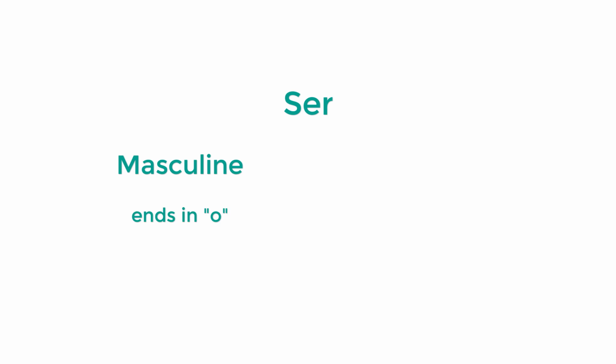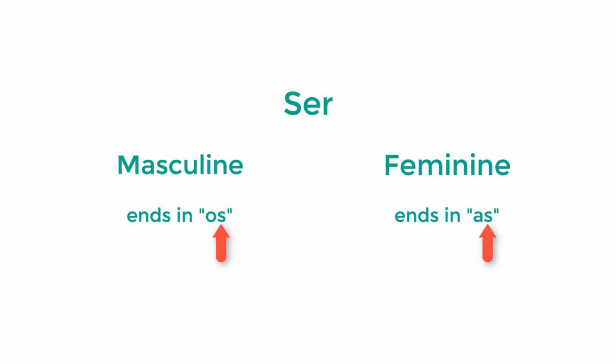If the person or object you're talking about is masculine or male, the attribute will end in an O. If the person or object is feminine or a female, the attribute needs to end in an A. If there's more than one person, you also add an S on the end. Let me show you how that works. We'll practice a few together.